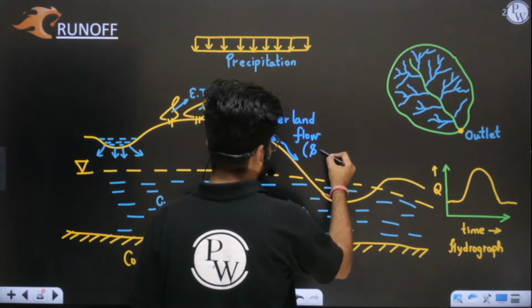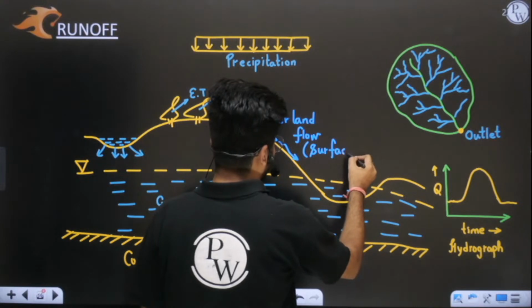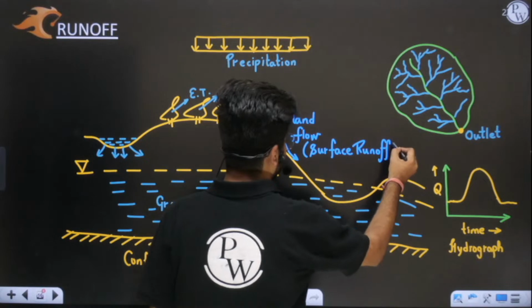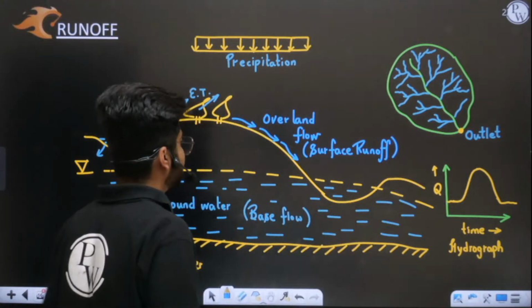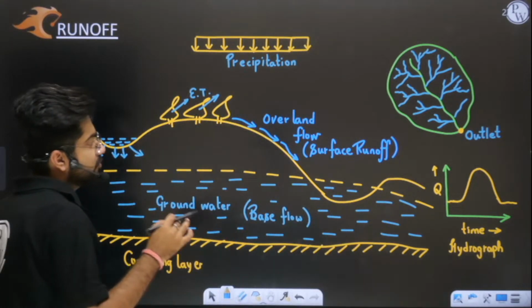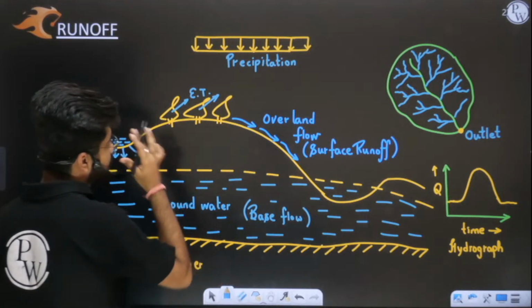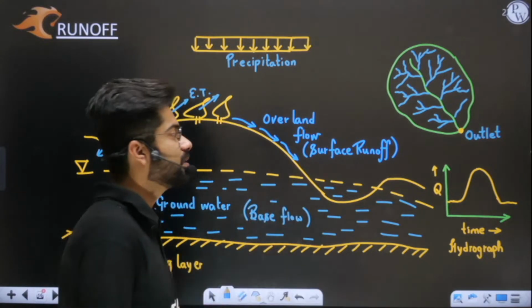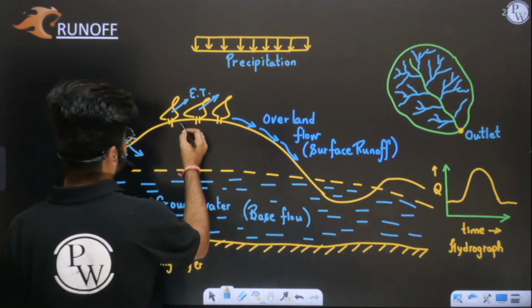Surface runoff. Understood, sir? What next? What next component we have? Now, some water, for sure, will go into the ground. Yes or no? Obviously, rainfall has taken place. Some water will be flowing onto the land, but some water will penetrate inside also. Definitely.